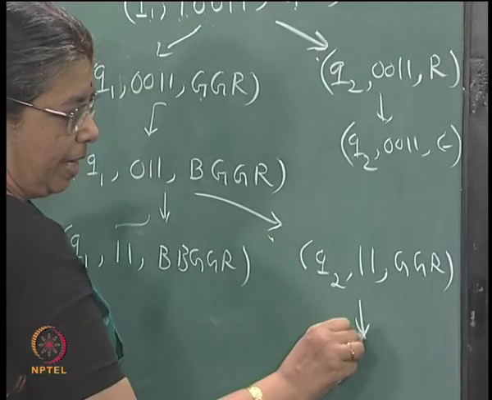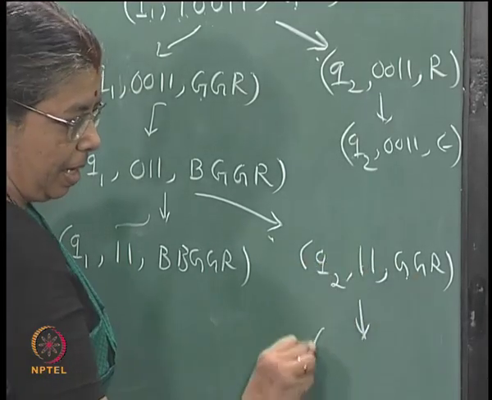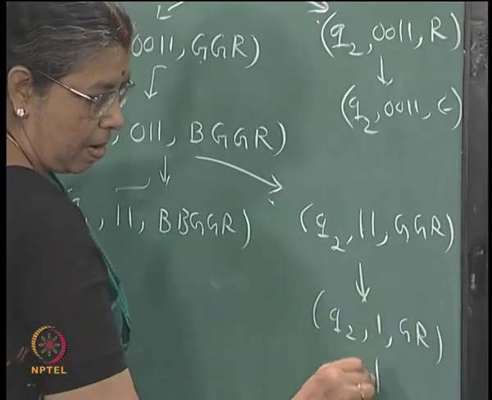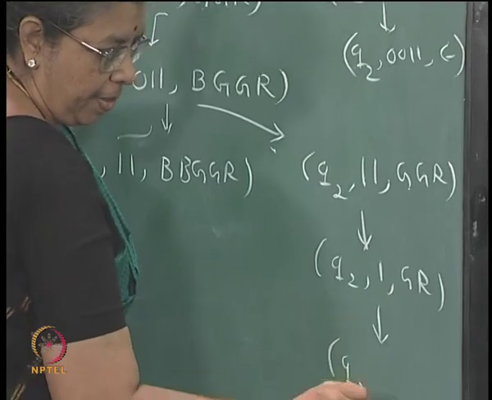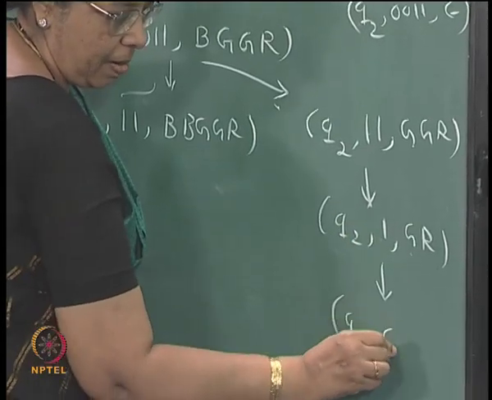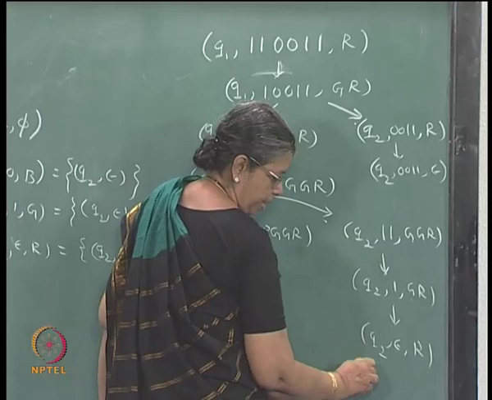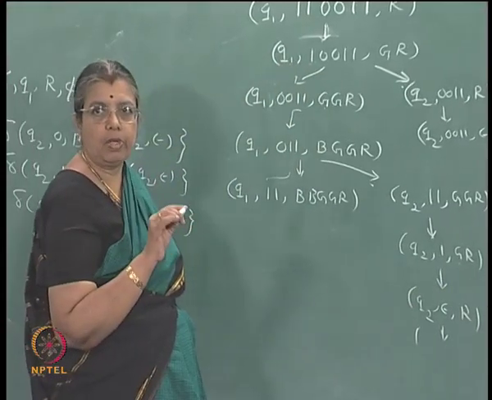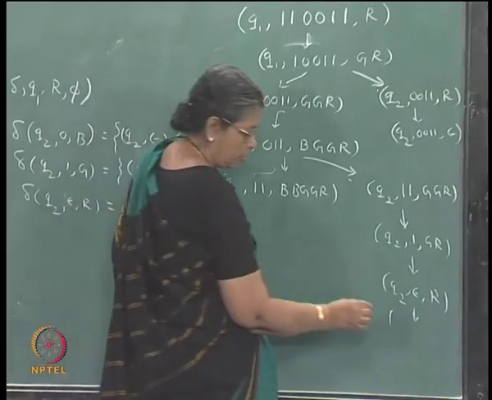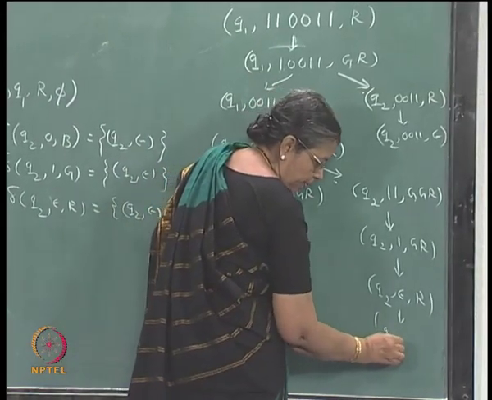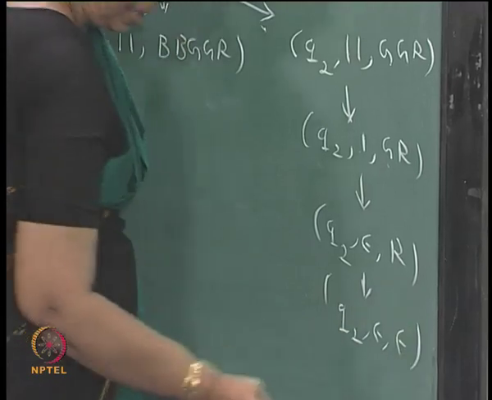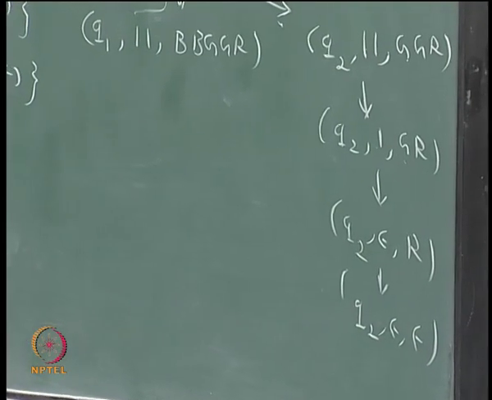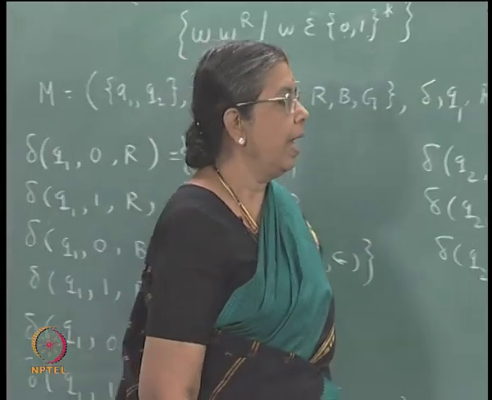Now, here you find that you have a 1 G combination, remove it. Again a 1 G combination, remove it. And in Q2, when you have an R on the top, without looking for the input you can remove it. So, you go to Q2 epsilon and this is the accepting configuration. This is the accepting configuration for empty store, right.